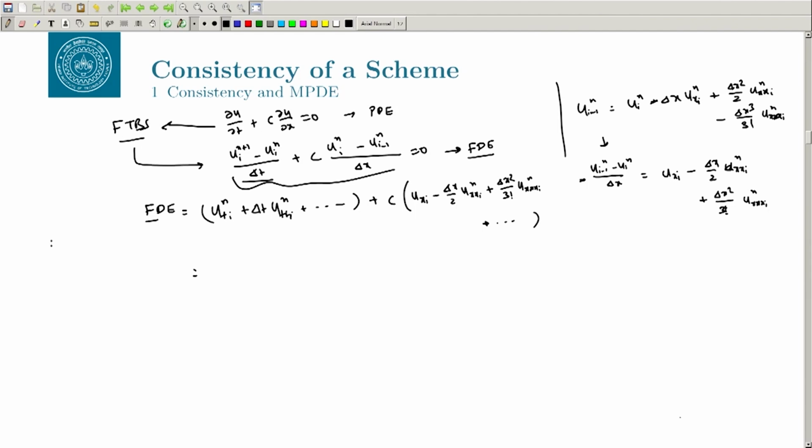You will rearrange it. Okay. So, one will be del u by del t plus c del u by del x at i n, plus the other term will be delta t u_tt at i n minus c delta x by 2 u_xx at i n, and then there will be higher order terms. Okay. So, that will be order of delta t square and delta x square. As I told you, plus or minus does not matter, all we are looking at is the order of the term.